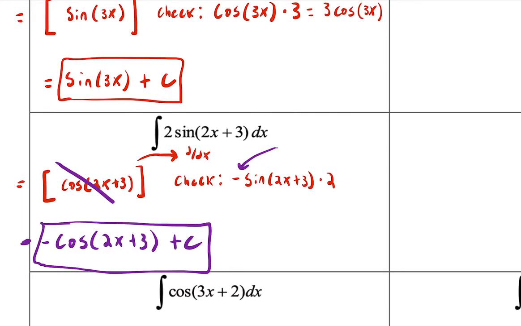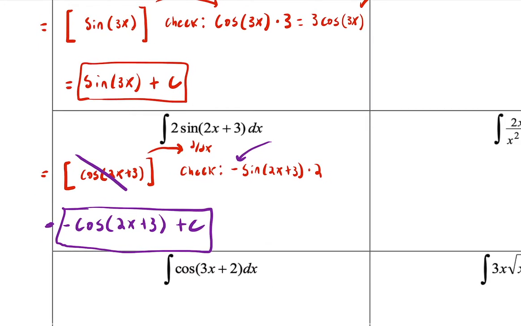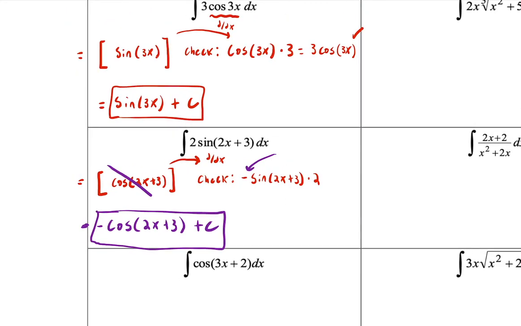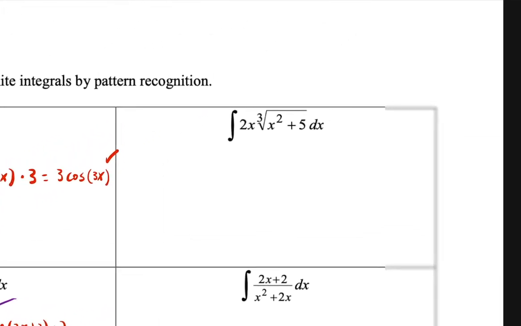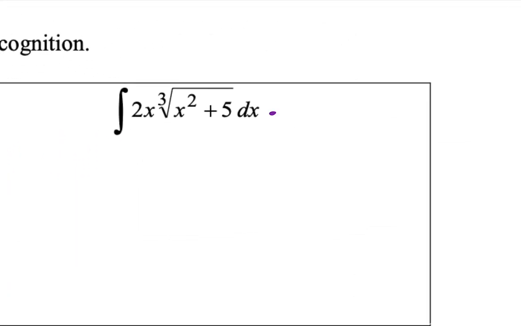Now, what I am looking for when I see these problems, I want to give you another way to think about these. Let's go to this one here. First things first, let me clean this up. I'd rather think of this as the antiderivative of 2x times x squared plus 5 to the 1/3. It's a cube root.